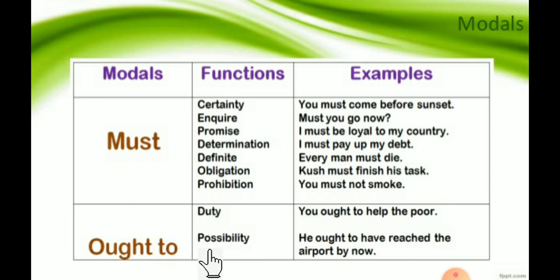Next, possibility. If it is a possibility, you can use ought to. He ought to have reached the airport by now. Ought to means just a possibility, that by now he may have reached there. He ought to have reached the airport now. Got it? So these are all the modal verbs we learned in today's class.